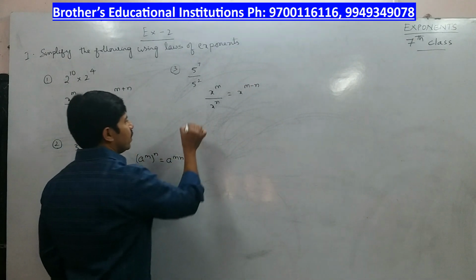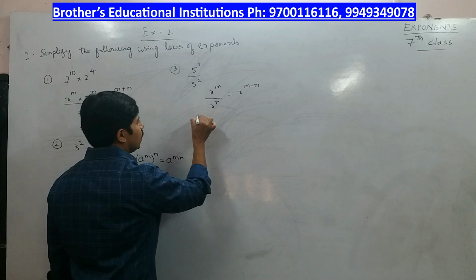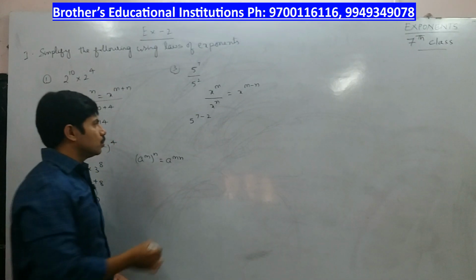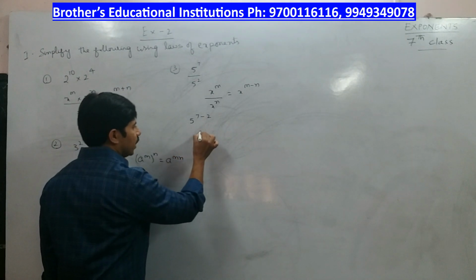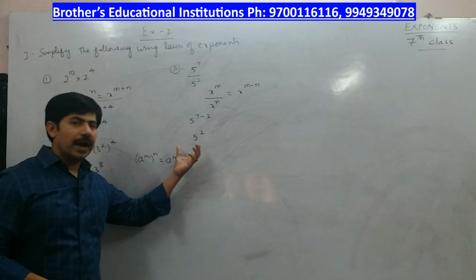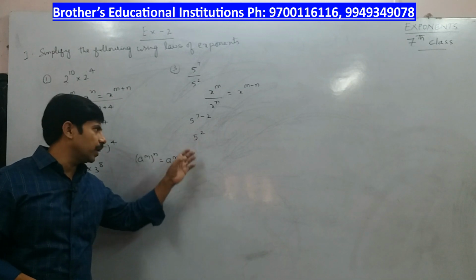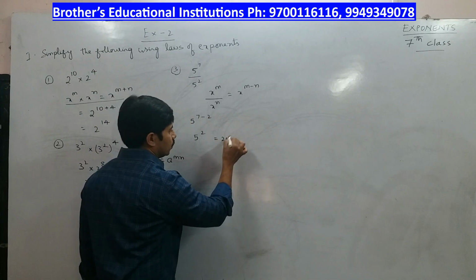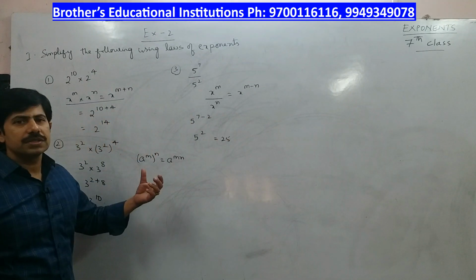So 5 power 7 by 5 power 2 is 5 to the power of 7 minus 2. So what is 7 minus 2? It is 5. So just write 5 to the power of 5. Okay. You write 5 to the power of 2 and 5 to the power of 2 is 25. So third is completed.